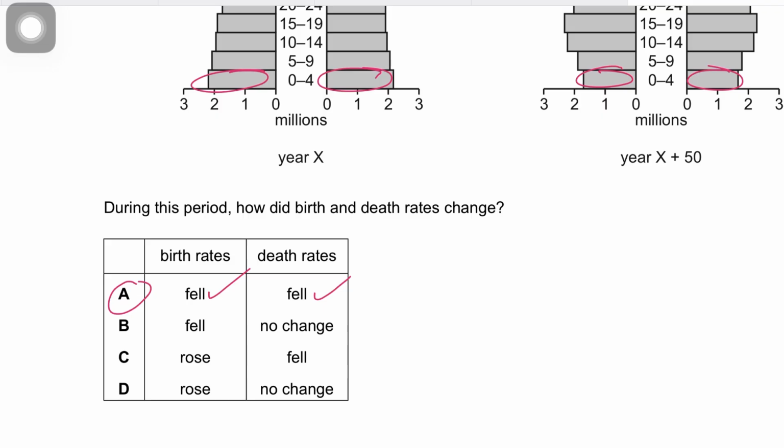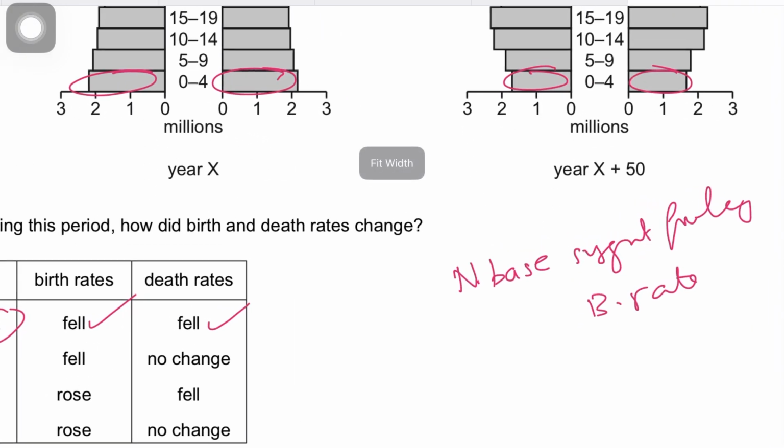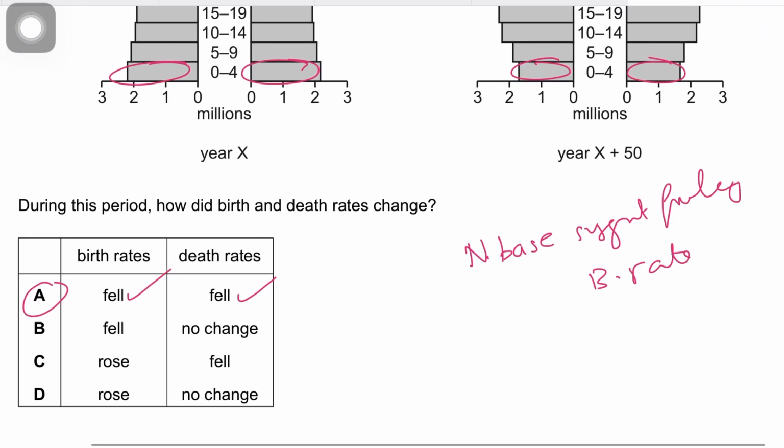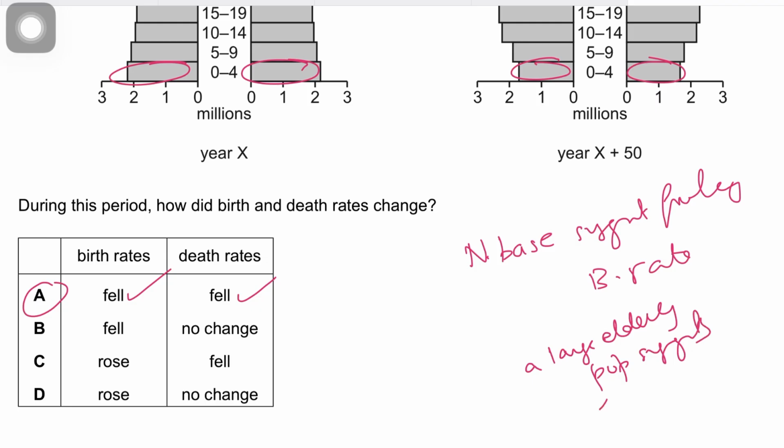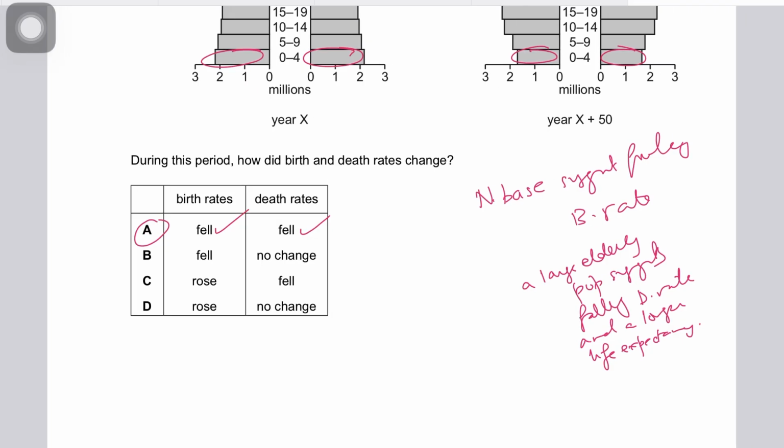Got it? That's how you do these MCQs. So remember, I want you to write this down: a narrower base suggests falling birth rate. Please ignore my writing, my thoughts are racing right now, so it's difficult for me to write properly. But that's not how I usually write. Don't worry. A narrower base suggests falling birth rates, and a large elderly population suggests falling death rates and a longer life expectancy. Got it?